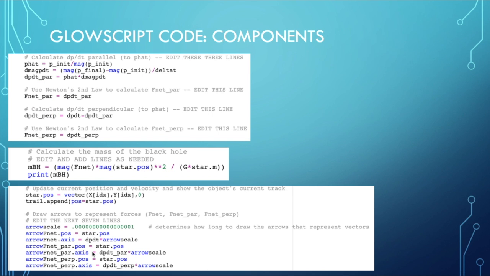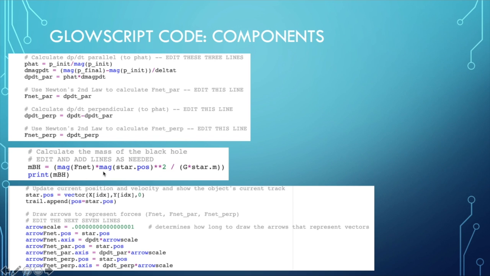And we know that F net equals dp dt from Newton's second law we've discussed in class. Here were the actual components. First, we found the unit vector p hat, which points parallel to the motion, which is initial momentum divided by the magnitude. And then we can find the parallel component of dp dt by multiplying this p hat times the magnitude. And then we know that the parallel component plus the perpendicular component equals total net force. So we can subtract the parallel component from dp dt to get the perpendicular component, which we have here. So now we have both components.